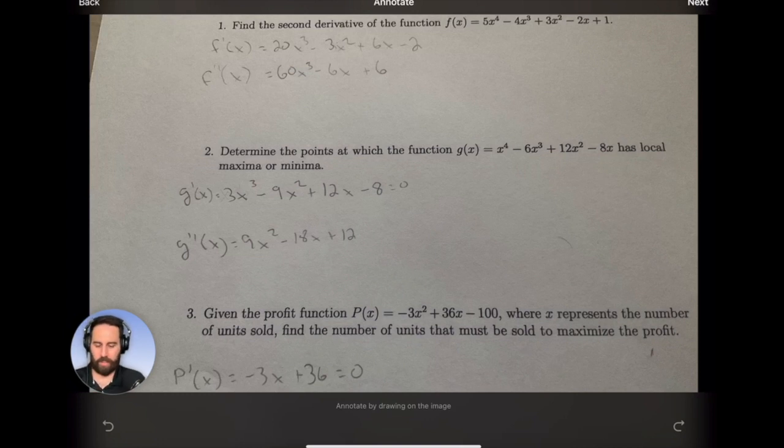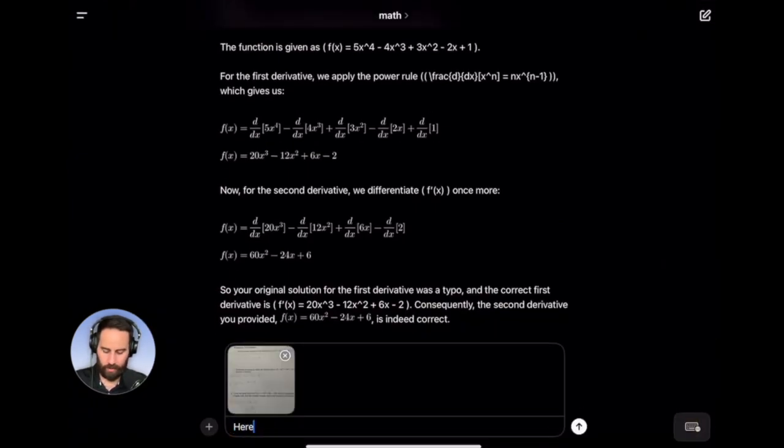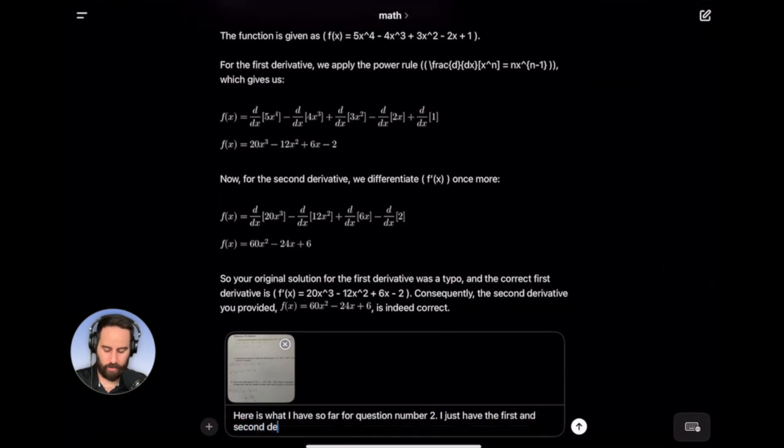So it says, determine the points at which a function has a local maximum or minimum. So I put the first and second derivatives, and now I'm saying, what do I do next? Okay. Here is what I have so far for question number 2. I just have the first and second derivatives. I am not sure where to go next.